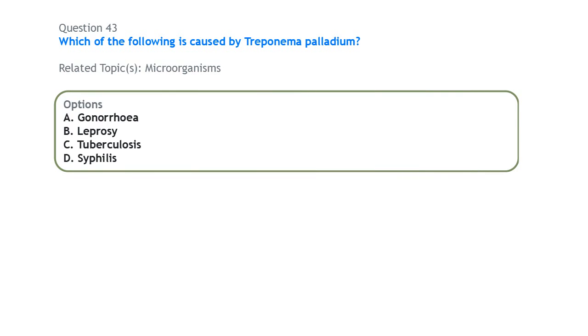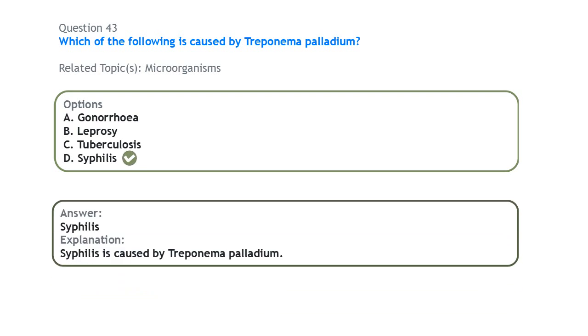Next, on microorganisms, which of the following is caused by Treponema pallidum? The Treponema pallidum is a causative organism of syphilis.